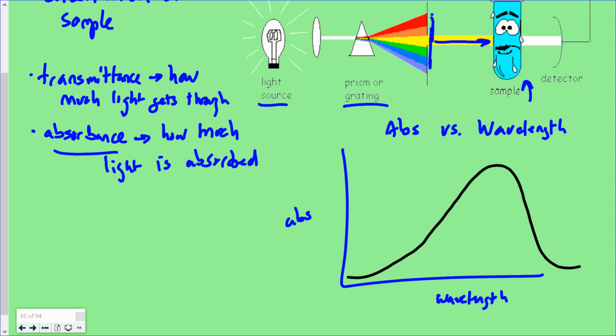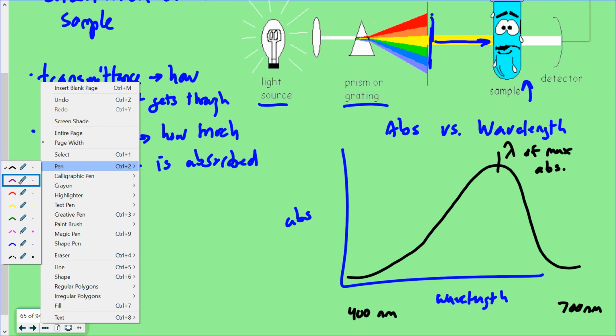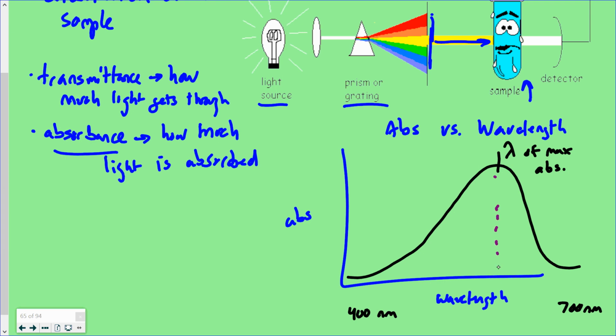So this is a classic absorbance curve for a sample, where you have different wavelengths down here. Let's say it ranged from somewhere like 400 nanometers over here to 700 nanometers. This peak right here shows you the wavelength of max absorbance for your sample. It shows you what color of light is being mostly absorbed by your sample here. For example, in our lab, that fell right around here in the orange part of the spectrum.